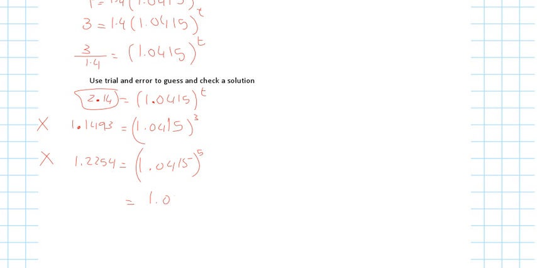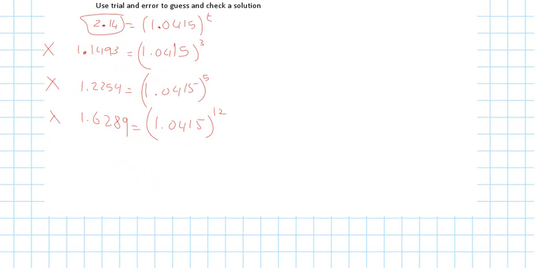12: 1.6829. Okay, it's not it. So 18? Closest is 19, but goes higher. Okay, so what's 18? 2.07. So that's close.